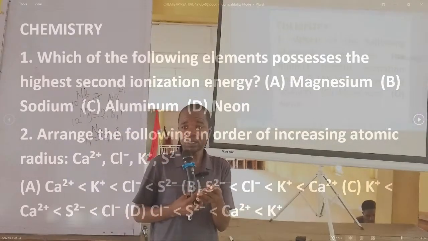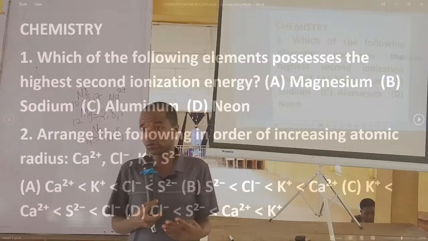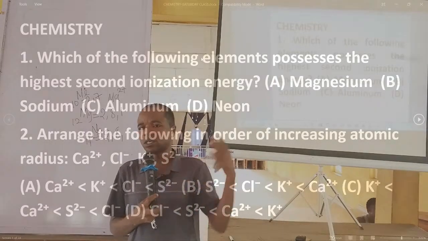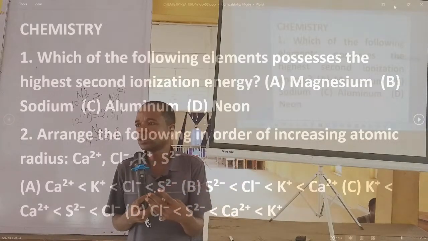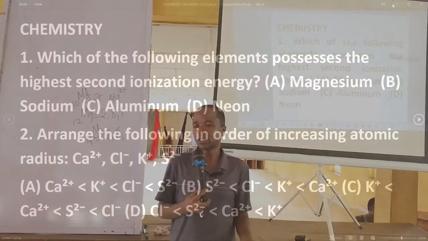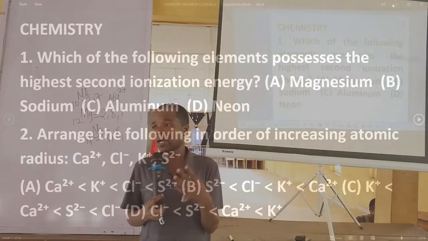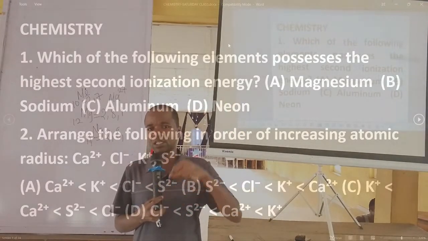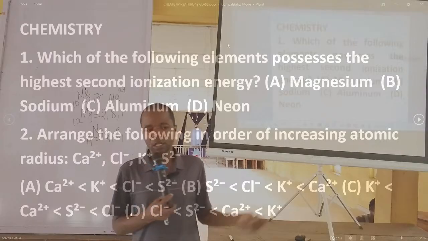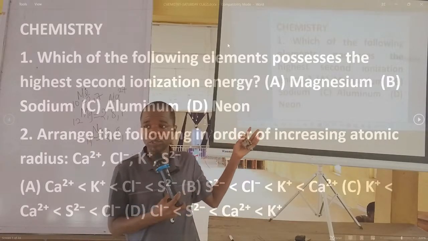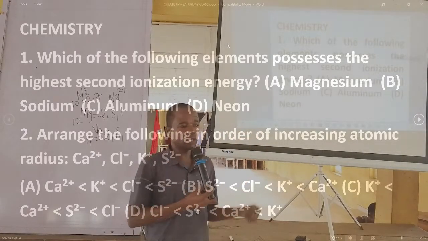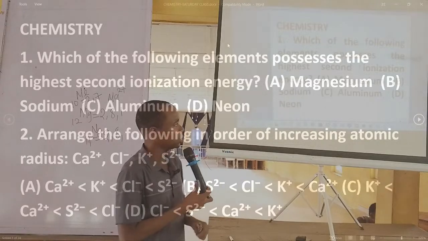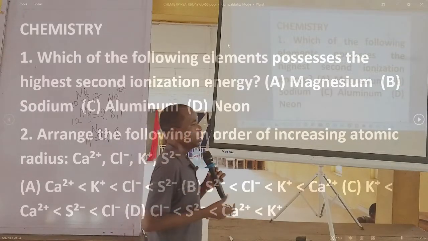And like I've said also, you can just save yourself the stress and just ask yourself which of the options is an example of an alkali metal. Only alkali metals always have the highest second ionization energy. And out of the 4 options here, the only alkali metal there is sodium. So let's come to number 2 question.